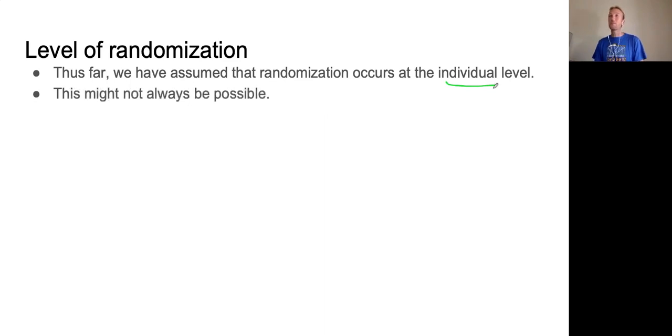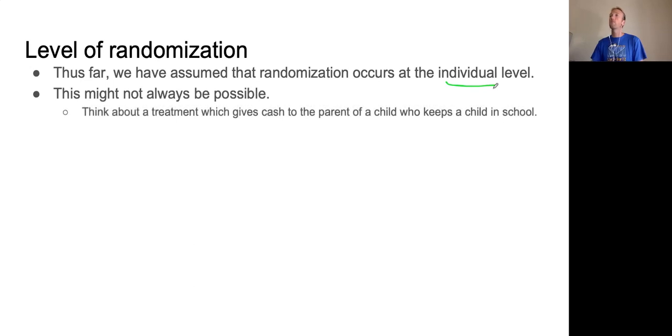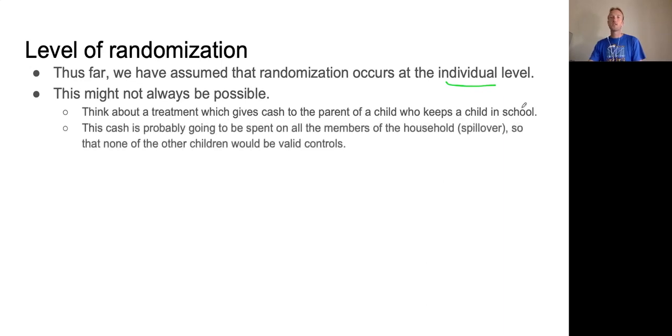It also might not always even be possible to randomize at the individual level. Think about a treatment which gives cash to the parent of a child who keeps the child in school, right? The cash is going to be spent on all the members of the household.